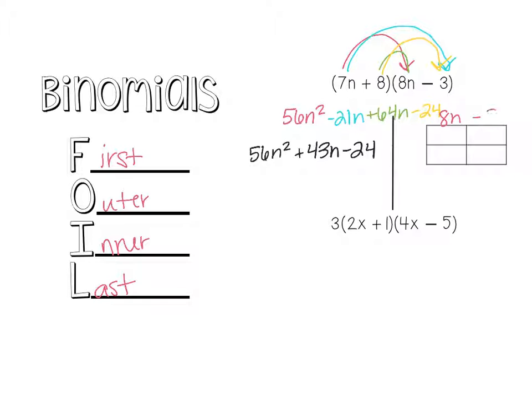Now if we were to use the box method for that, we're going to put each term on the outside of the box. Make sure you include the sign. And then we're going to multiply.